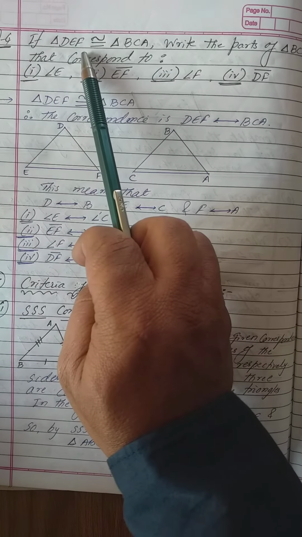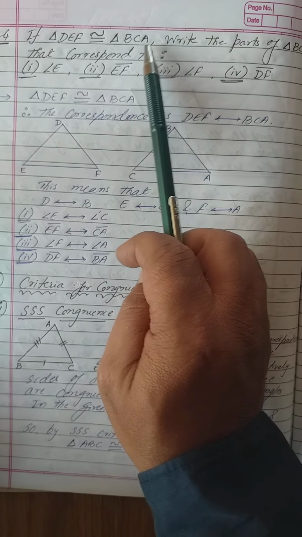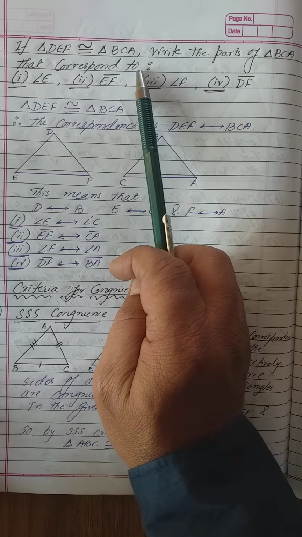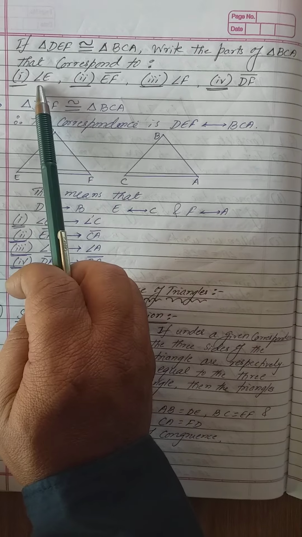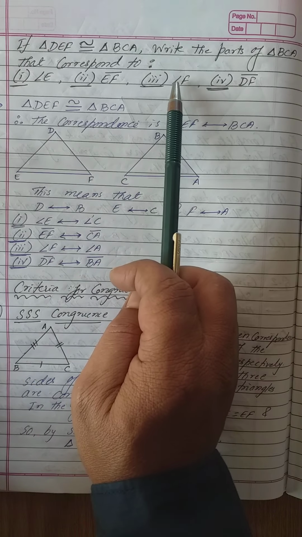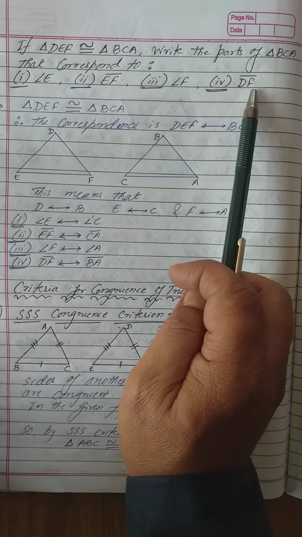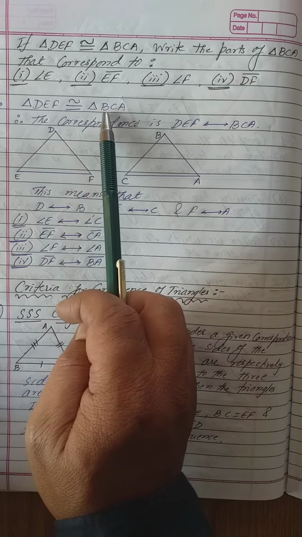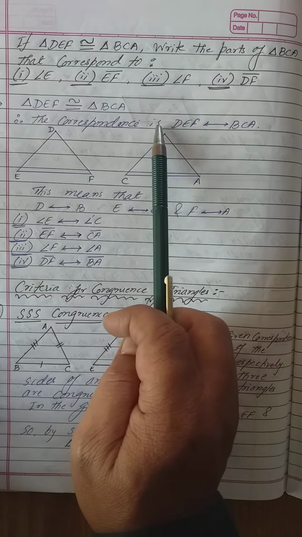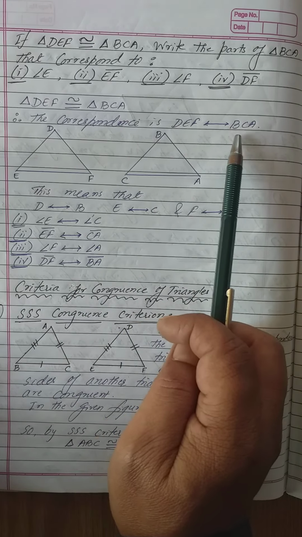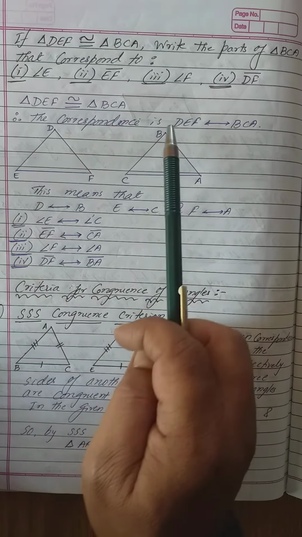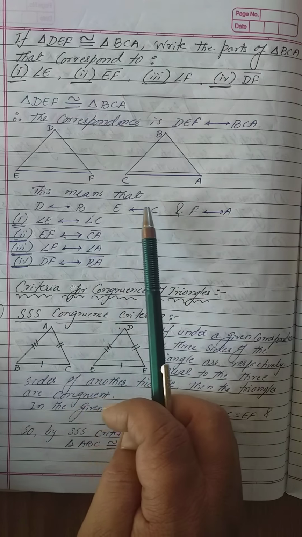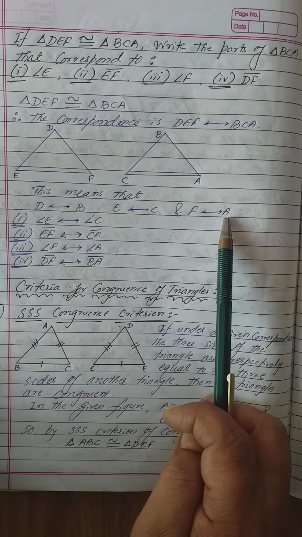Question number 4. If triangle DEF is congruent to triangle BCA, write the corresponding parts of triangle BCA that correspond to: first, angle E; second, line segment EF; third, angle F; and fourth, line segment DF. So, triangle DEF is congruent to triangle BCA. Therefore, the correspondence is DEF corresponds to BCA. Here you can see I have drawn triangles DEF and BCA. This means D corresponds to B, E corresponds to C, and F corresponds to A.